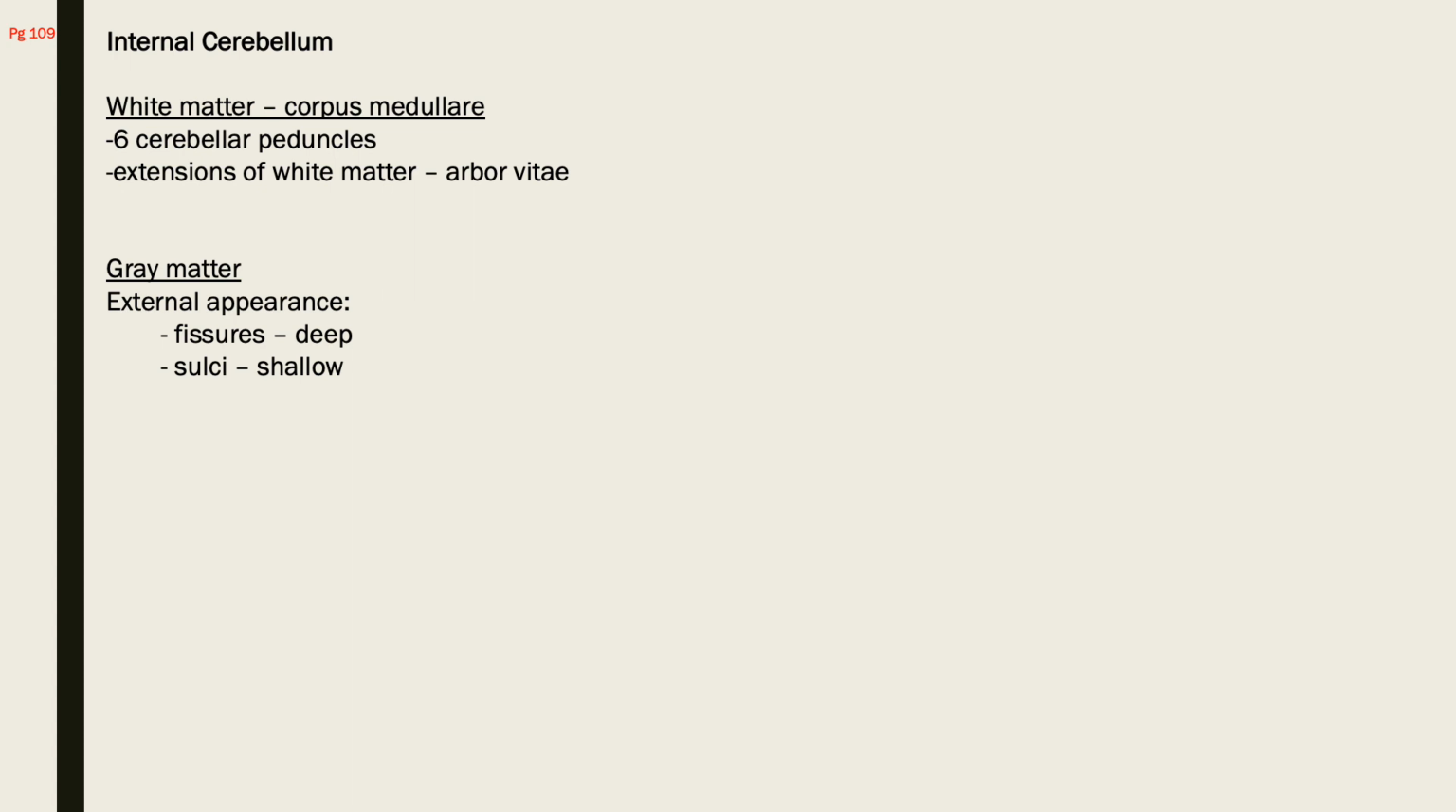I'm going to skip page 108. That's just showing an unwrapping of the cerebellum. Internal cerebellum is next, so a couple things I want to point out on this page. White matter collectively is called corpus medullare. Know what that means. Just a reminder that there are 6 cerebellar peduncles, so we talk about the inferior, middle, and superior cerebellar peduncles, but they are bilateral, so there's 2 of each. And then extensions of white matter, looking at number 4 on the page, are called arbor vitae.